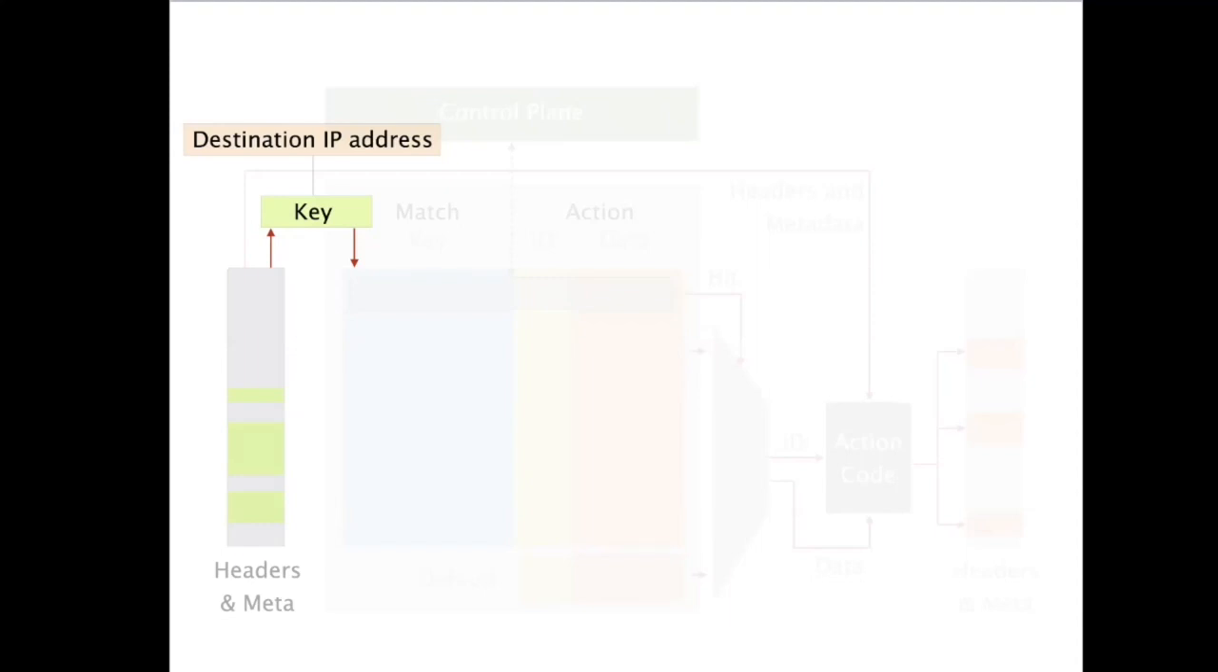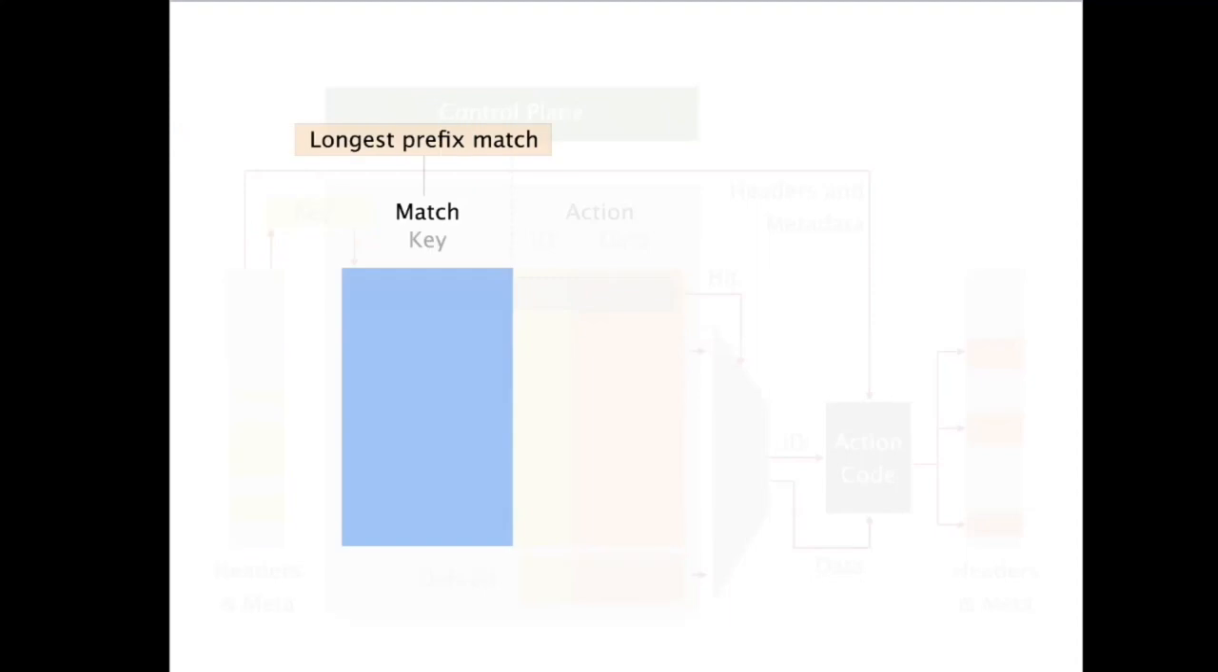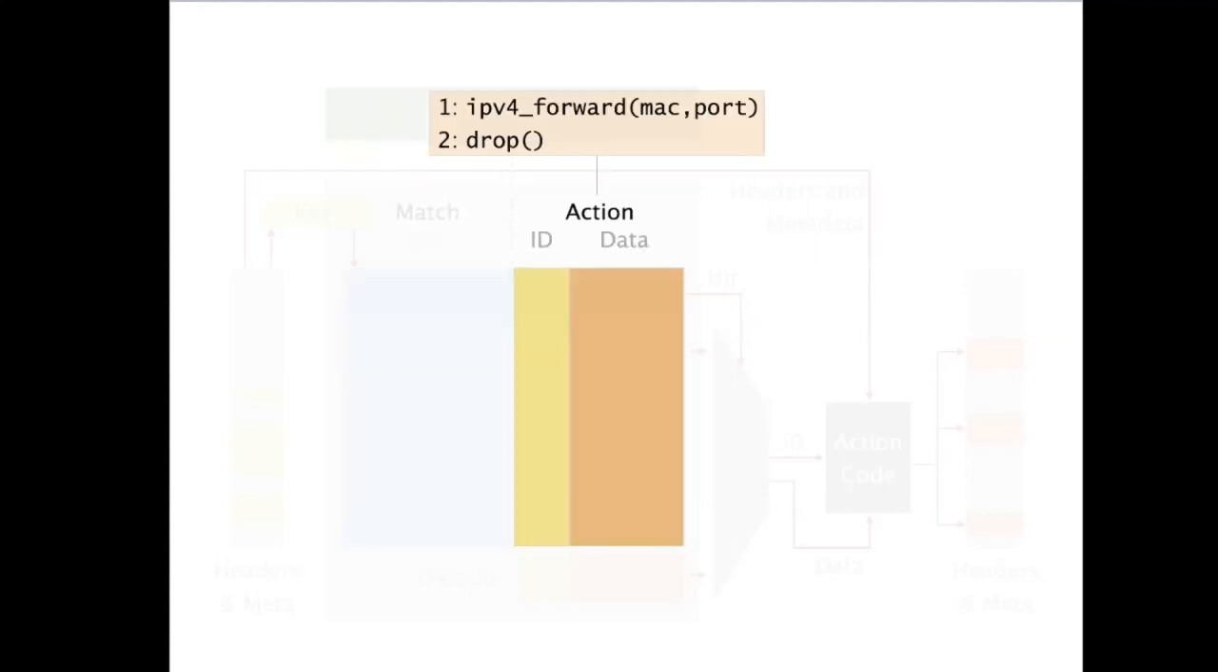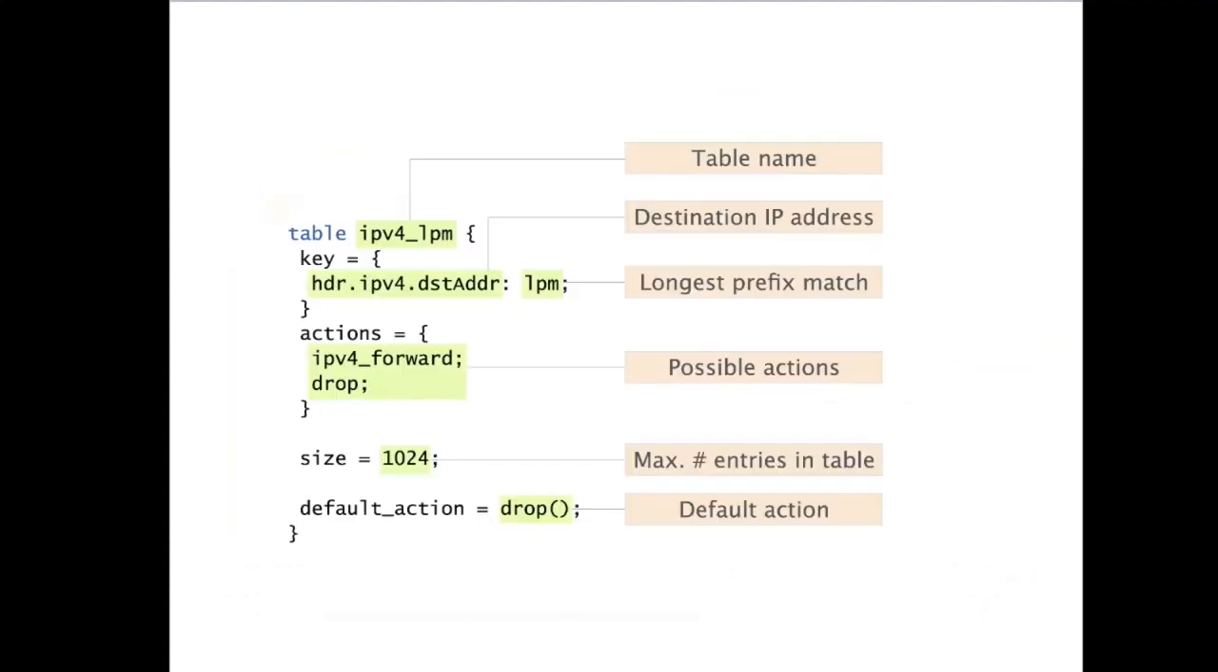As a key, I told you this, we want to use the destination IP. So that's what we want as a key. The type of the match will be a longest prefix match, classical in IP forwarding. The action will be this IPv4 forward action we saw earlier, in which we take a MAC and a port as parameters, or drop. By default, if there is no entry, we simply drop, which is actually the default behavior of a router. And that's how you would write it down in P4.